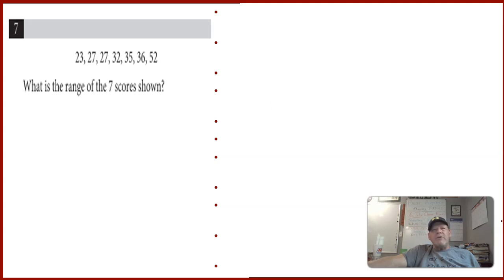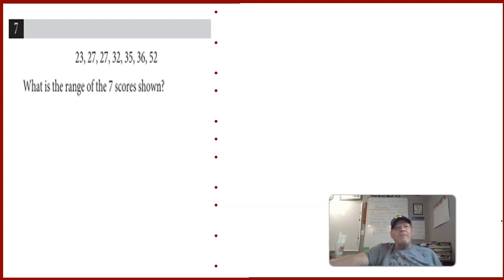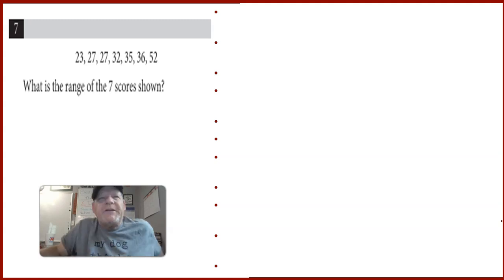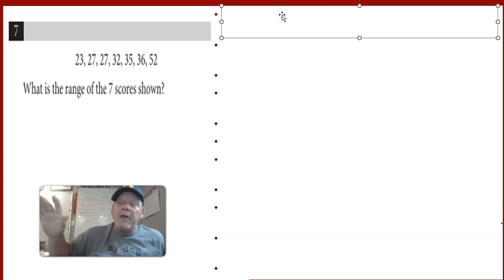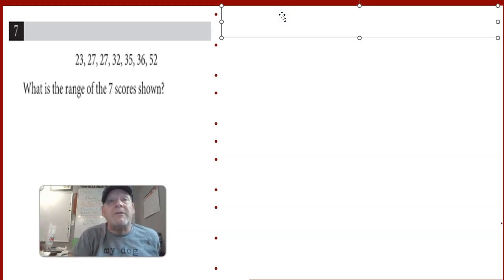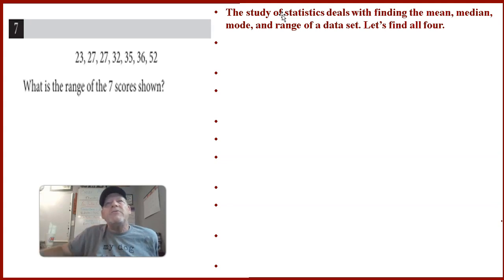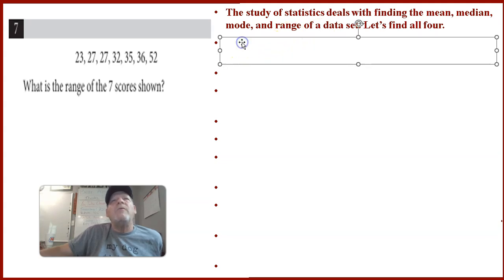So let's get started with the first problem. The first problem is a statistics problem. It gives you a set of data and it says, what's the range of the 7 scores shown? So I want to prepare you as best I can for this test. We don't know which they'll ask you, so let's find them all. The study of statistics will deal with mean, median, mode, and range of a data set. So let's find all 4.